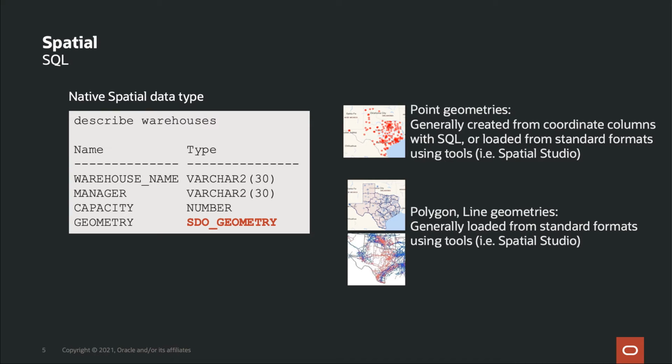So I'll be getting into that a little bit more when I talk about Spatial Studio, but the upshot here is that geospatial data, location data, is stored as just another data type in a column in a table, and it's capable of storing points, lines, polygons, as well as other more advanced forms of geospatial data.